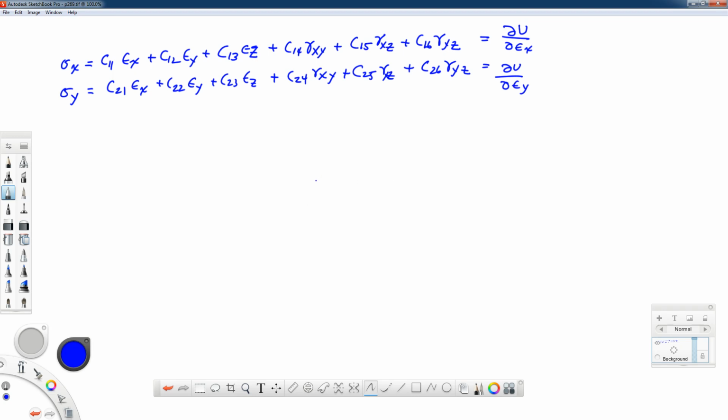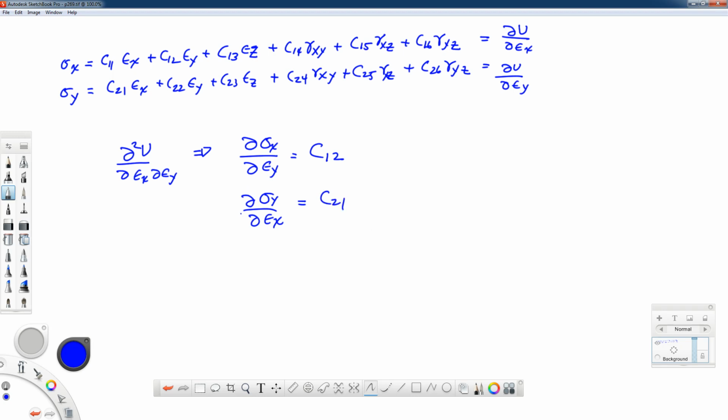Now, if we were to take one more set of partial derivatives, that being the second partial derivative of u with respect to x and y, we need to be able to get the same thing from both equations. Well, let's look at this one. The partial derivative of sigma x with respect to epsilon y would be equal to C12, and the partial derivative of sigma y with respect to epsilon x is equal to C21.